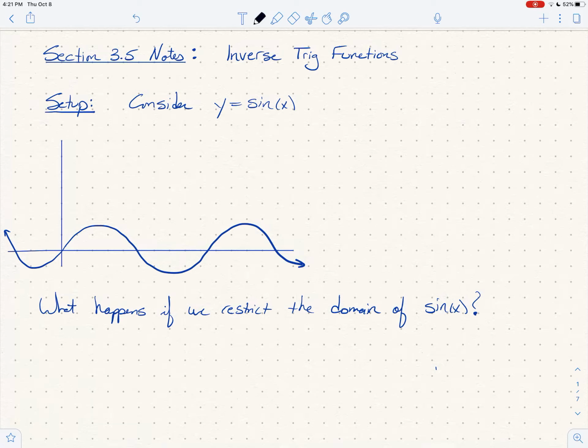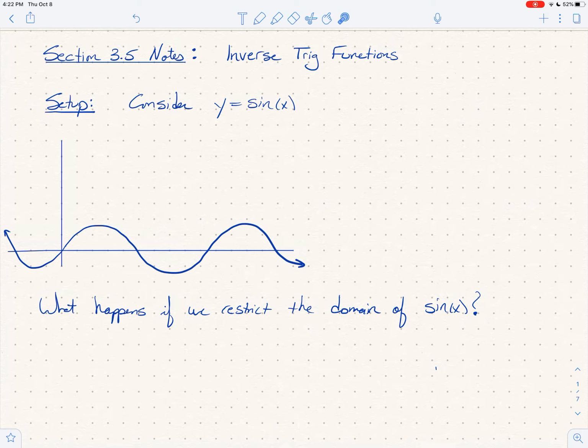All right, 3.5, we're going to talk about inverse trig functions. And those words should give you great pause if you've been following along with the lecture series and understand that to talk about the inverse, your function has to be 1 to 1. So I want us to think about sine of x, and let's see why this is a problem.